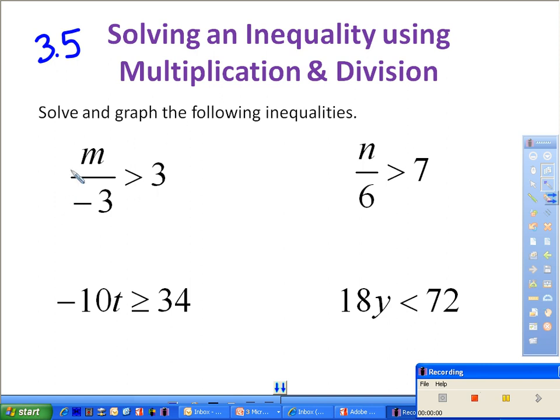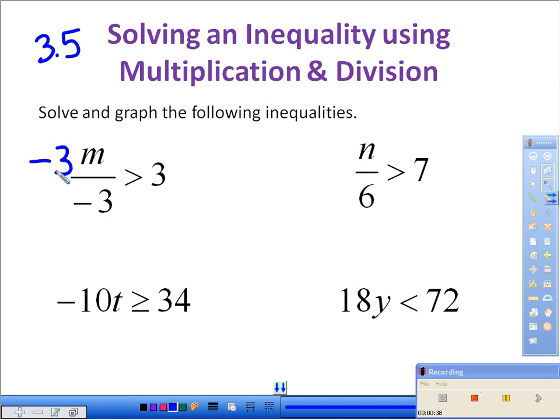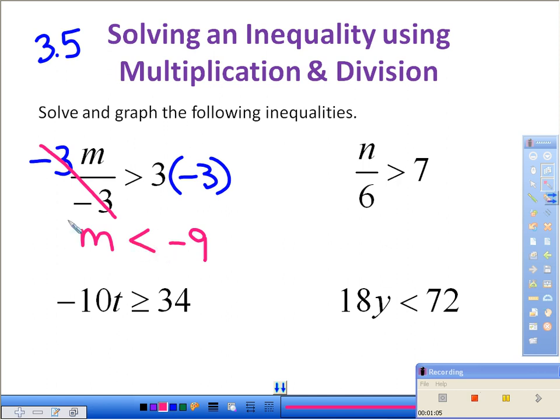To undo dividing by negative 3, I'm going to multiply both sides by negative 3. So that means we can cancel out the negative 3's on the left, because negative 3 divided by negative 3 is 1, and we're left with just an m. And on the right side, 3 times negative 3 is negative 9. When we solved this inequality, we multiplied by a negative number. Therefore, we must reverse the inequality symbol when we write our answer. So m is less than negative 9.